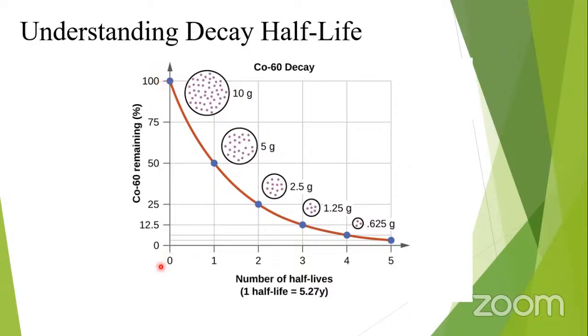So if initially we start with 100% of cobalt-60, after 1 half-life it will reduce to 50%. For cobalt-60, the half-life is around 5.27 years. After that, another half-life, it will reduce by half again, and so on until we approach 0. This is what we call decay half-life.